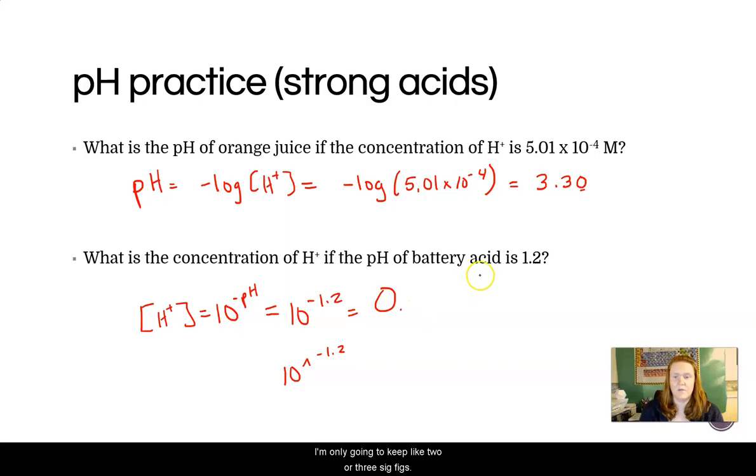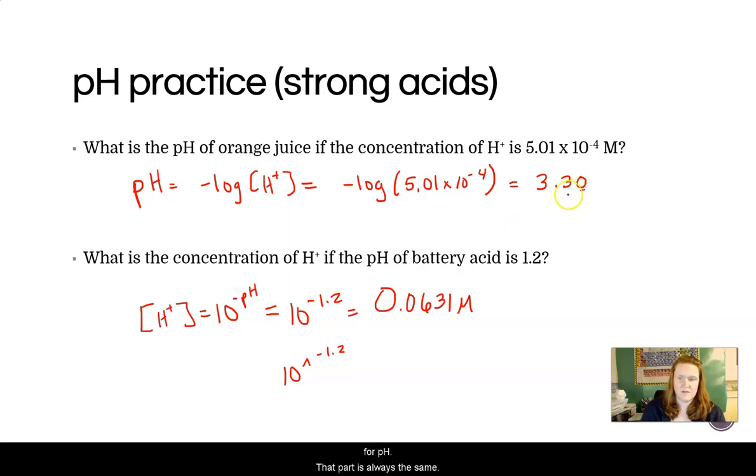0.0630957, and so on. I'm only going to keep 2 or 3 sig figs. We aren't going to focus really on how significant digits are calculated or used in logarithm functions. There are rules, but they're not important for us. So 3 is good as a general rule of thumb.